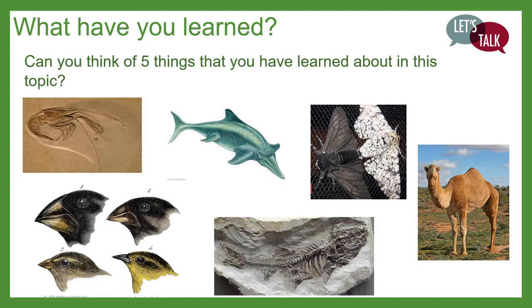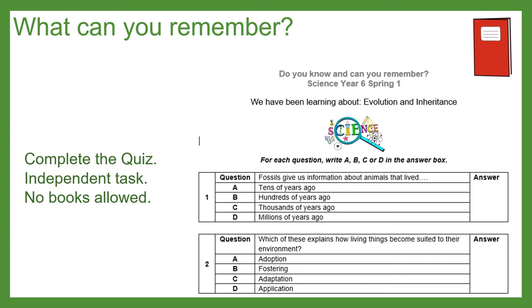Let's pause for thought and think about five things that you've learned so far about this topic of evolution and inheritance. I have some pictures here to jog your memory. Make a list of five things. Well done. So now we're going to have a look at our end of unit quiz.